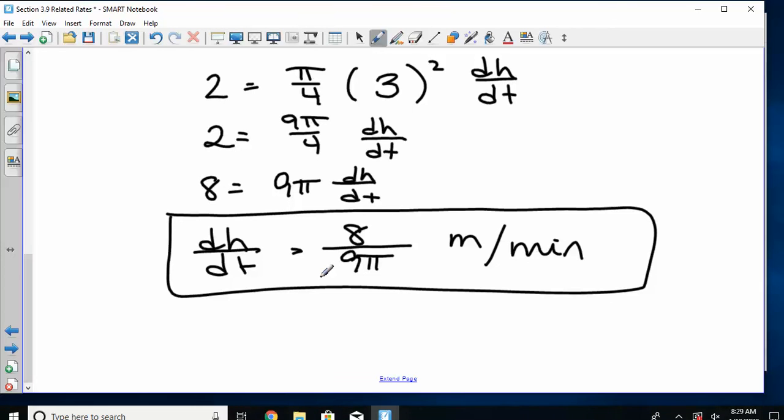Let me ask you a question. As your cone fills, is the dh dt going to go up or down? Will your rate increase or decrease as we're going? Decrease. Does that make sense? If you think about your cone, if you're pouring water in at a constant rate, the bottom is very narrow. So at the bottom, the height's rising really fast. But as you get to the top, it's spreading out, so it's going to take longer for that to go up. All right.